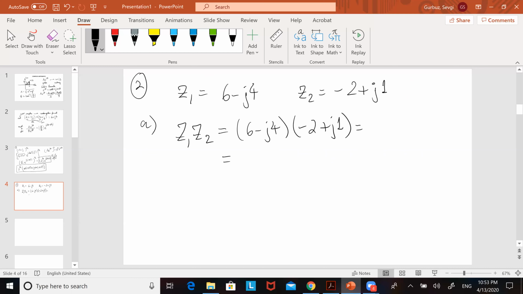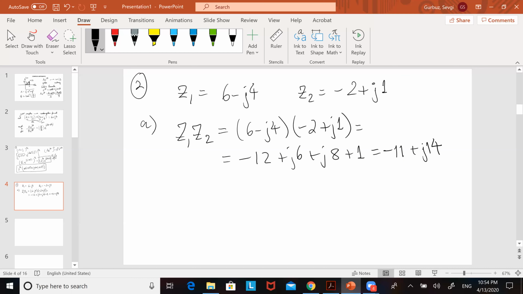So you would get minus 12 plus j6 plus j8, and we would get minus j squared. Since j squared is minus 1, minus j squared would just be plus 1. And then we could combine terms again to get minus 11 plus j14. So this is one way of doing the product.